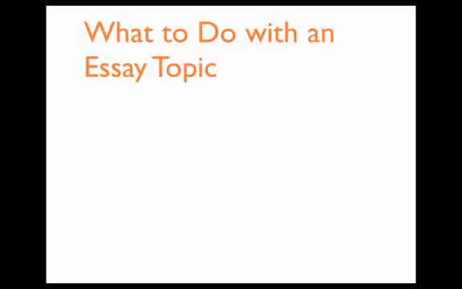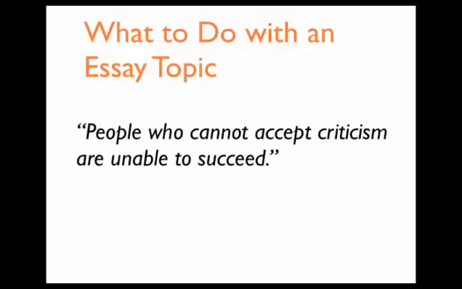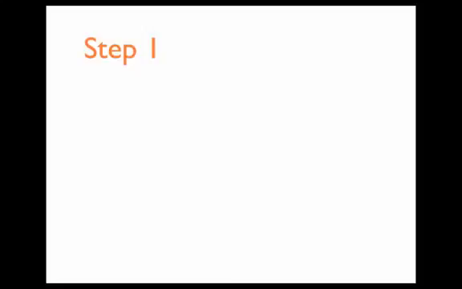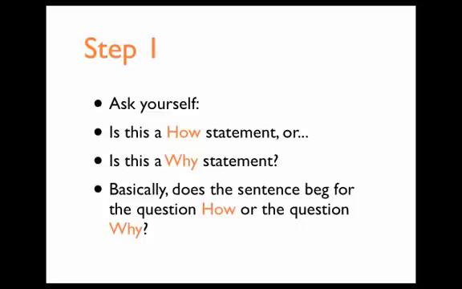So, what to do with an essay topic? Here's our example topic sentence. People who cannot accept criticism are unable to succeed. And we're going to try to develop that. It's 3 easy steps, and here is step 1. You ask a question. Is this a how statement or is this a why statement? Basically you want to know if the sentence begs for the question how or the question why. Let's see how that looks in practice.